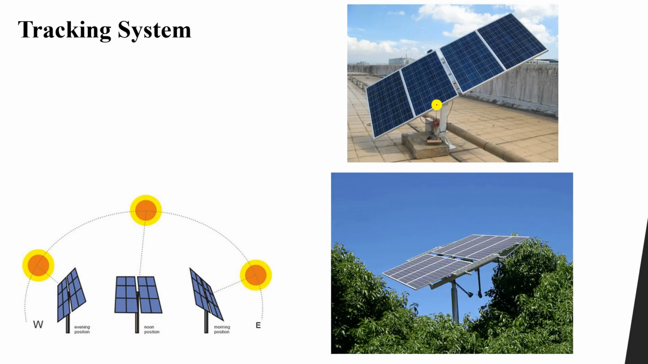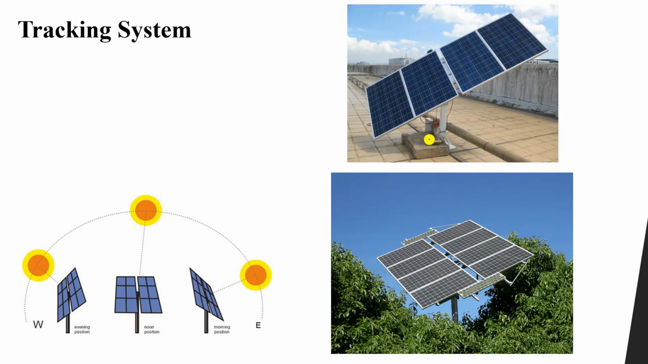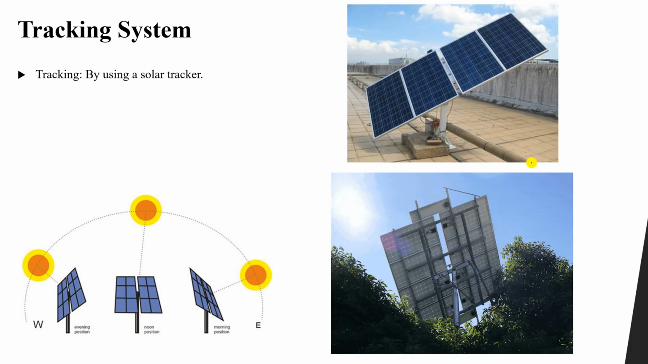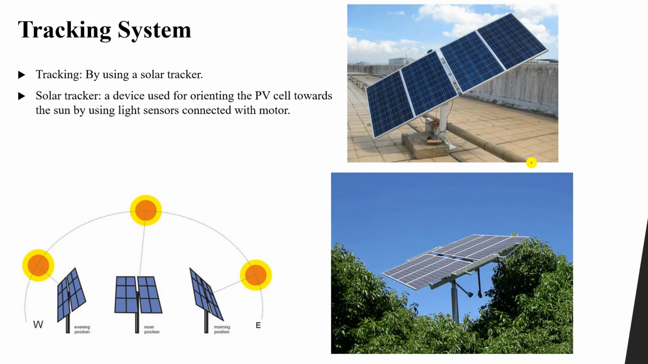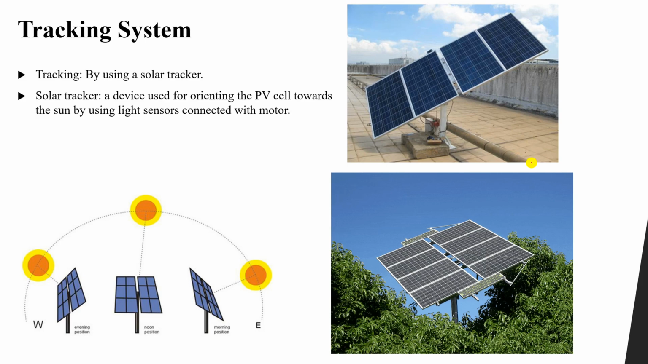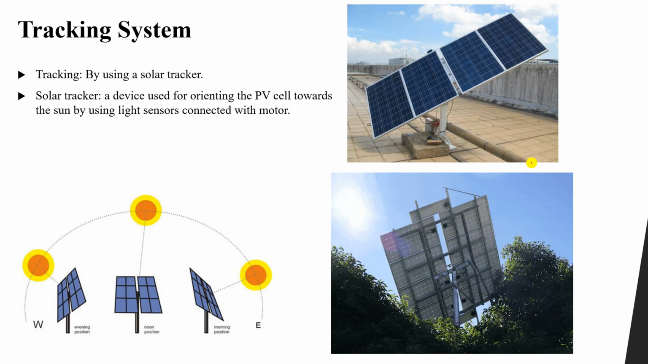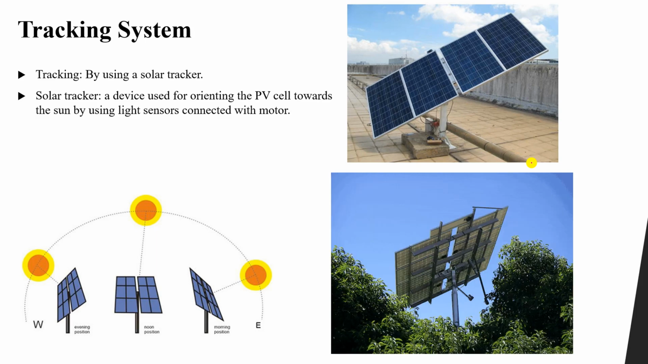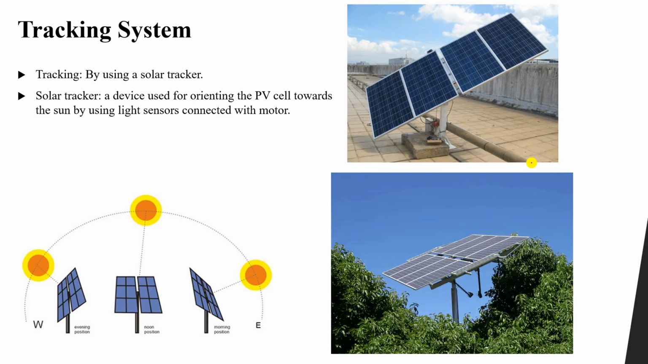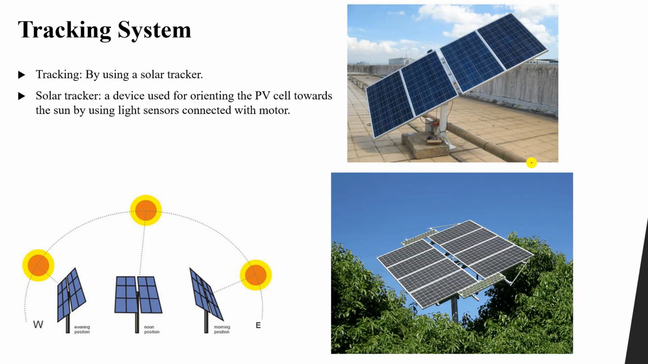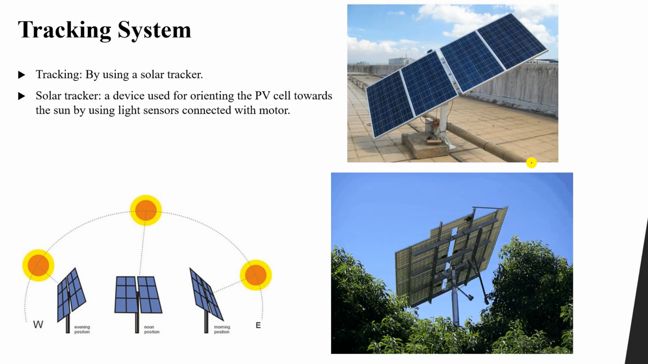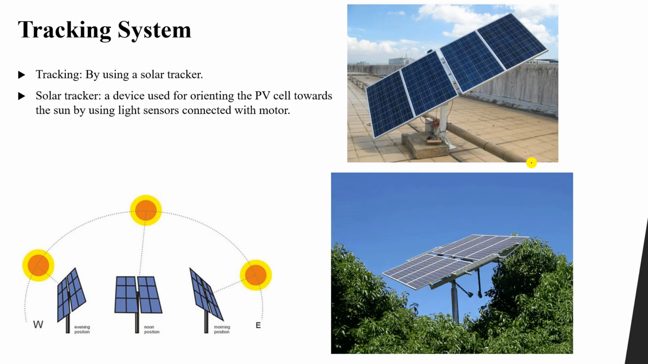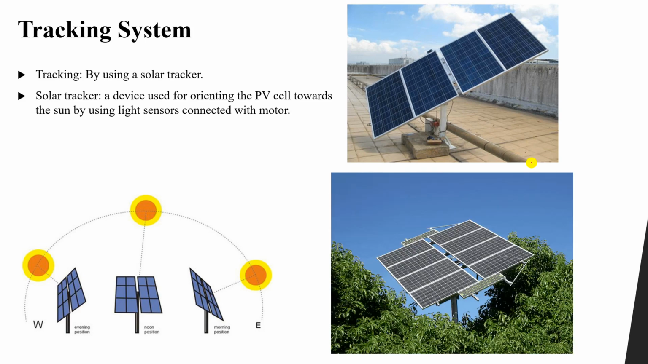Now, how do these PV panels move? They move using an electric motor. This system is called the solar tracker. The solar tracker is a device that is used for orienting the PV cells or the PV panels toward the sun. How does it do this? Using light sensors connected with a motor. These light sensors sense the light, and according to the signal coming from them, they cause the motor to operate and change the orientation or position of the PV panel.